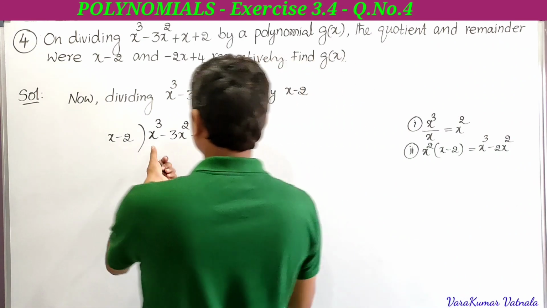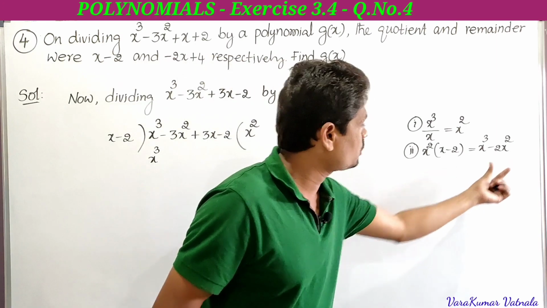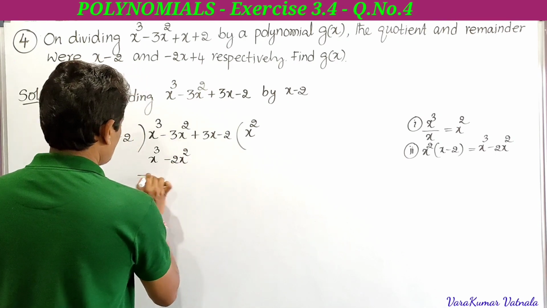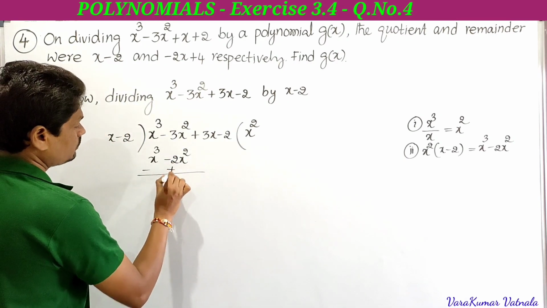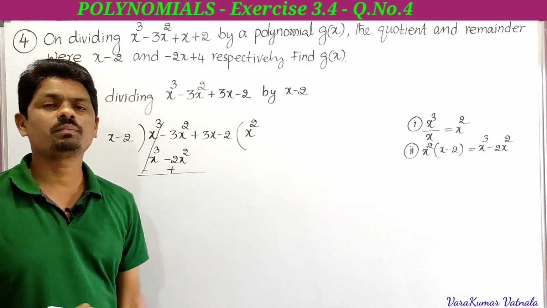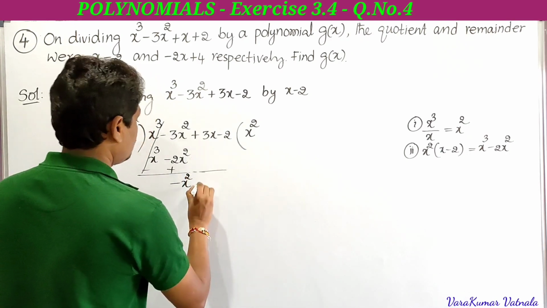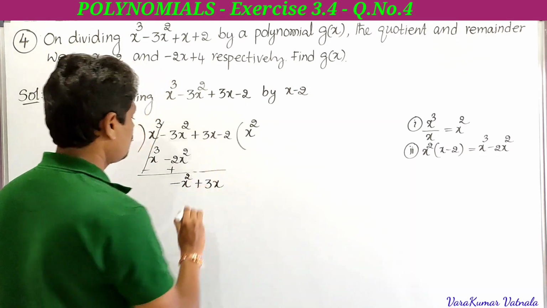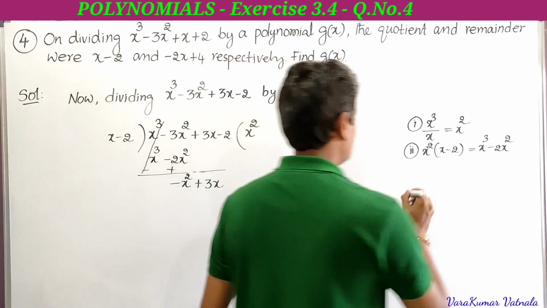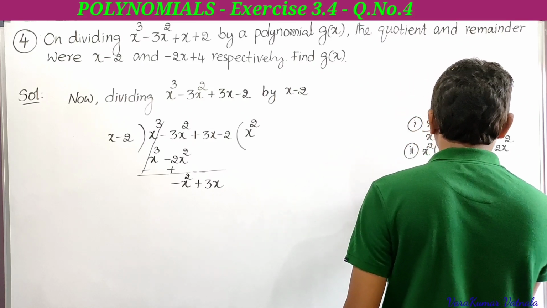Now write x cube below the x cube term, and minus 2x square right below the x square term. Now subtract, so minus becomes plus. x cube minus x cube gets cancelled. Here minus 3x square plus 2x square, we get minus x square. Take plus 3x down here. Now again the highest degree term is minus x square, divide with x. This is the third step: minus x square divided by x, we get minus x.